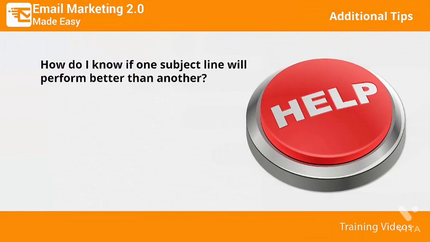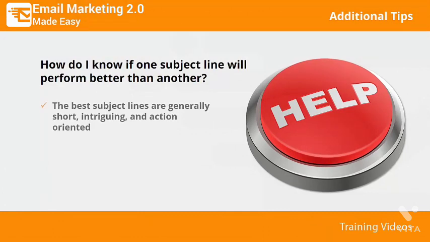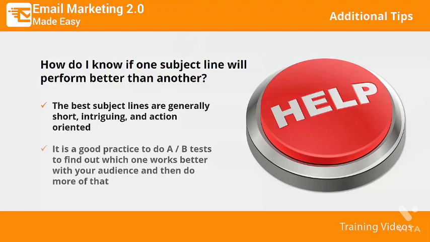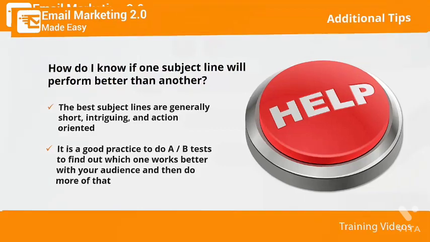How do I know if one subject line will perform better than another? The best subject lines are generally short, intriguing, and action-oriented. It is a good practice to do A/B tests to find out which one works better with your audience and then do more of that.